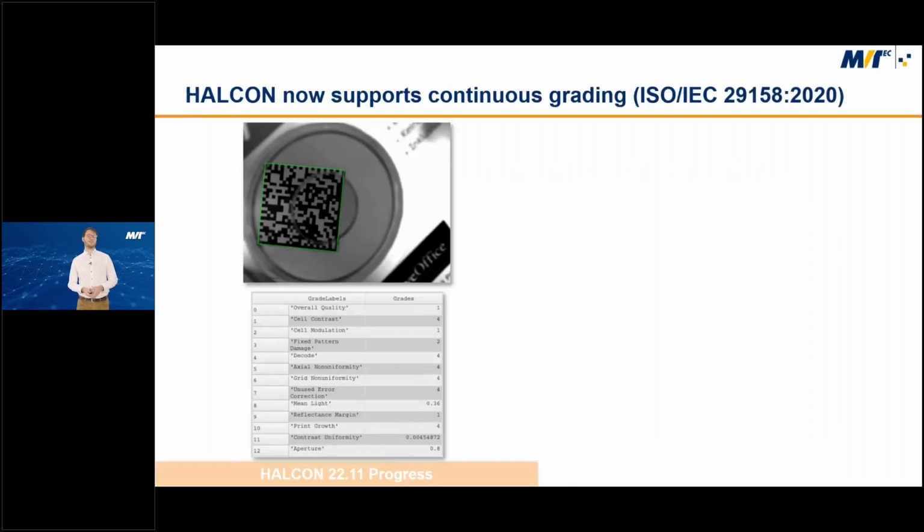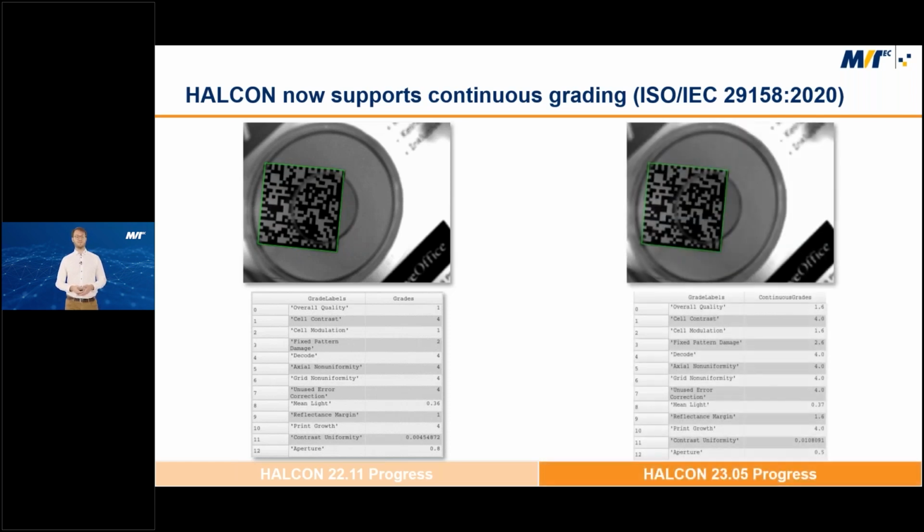In addition, for data codes, we now support continuous grading according to the print quality standard. So in HALCON 22.11, for the print quality inspection, we just had numerical values for the grades, but the standard defines that you can also have continuous grades, and these are now implemented according to the standard, so that for this data code, you get continuous grades, as you can see on the right.